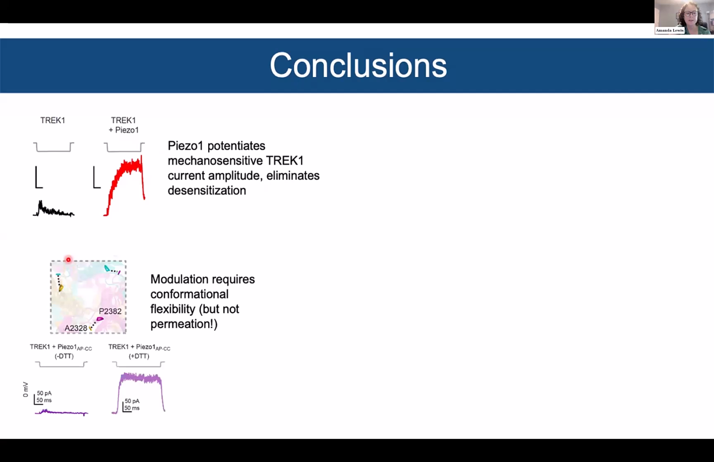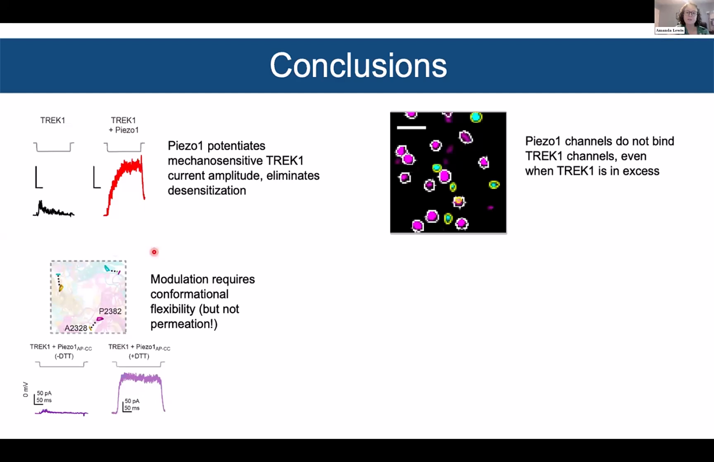We also found that Piezo1's modulation of TREK1 requires full conformational flexibility of Piezo, but importantly, it doesn't require permeation. Neither the number nor the species of permeating ions seem to have any real effect on TREK1 modulation, suggesting to us that Piezo1 fulfills all the hallmarks of an ion channel that can do conformational signaling. We also found that we don't see any evidence for Piezo1 channels directly binding to TREK1 channels, even when TREK1 is in excess. And so this really sets Piezo apart from the other ion channels that are known to do conformational signaling, in both cases of which binding is the mechanism by which they do so.